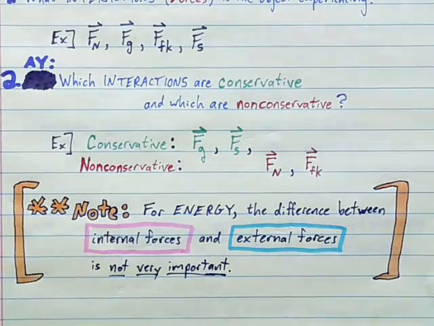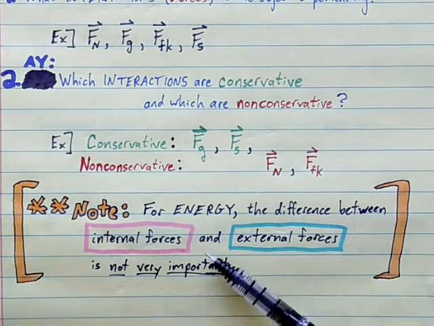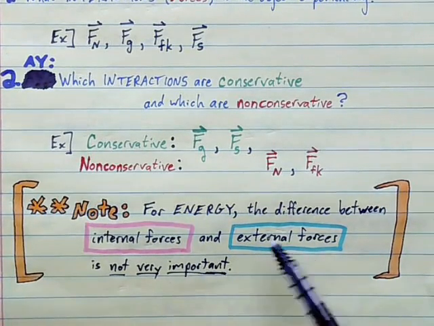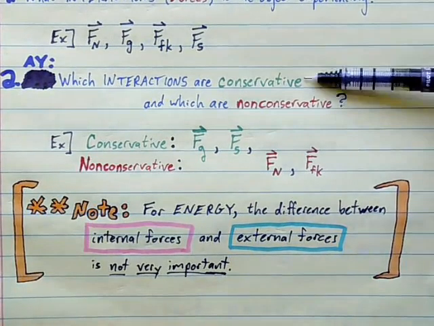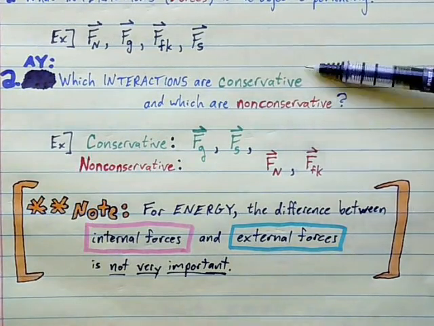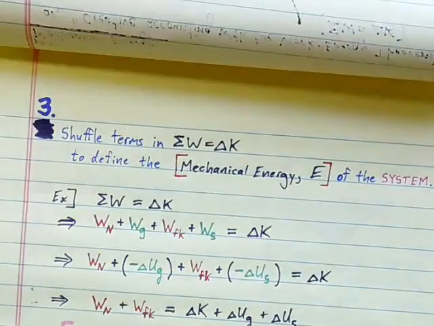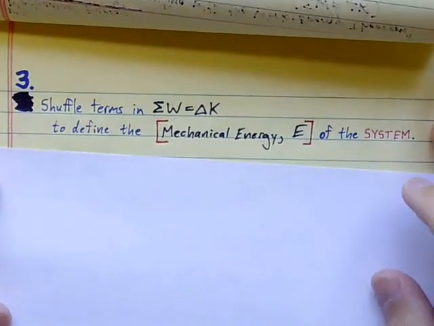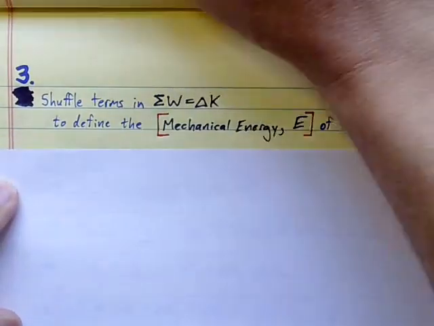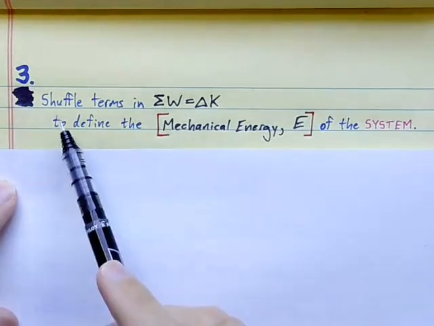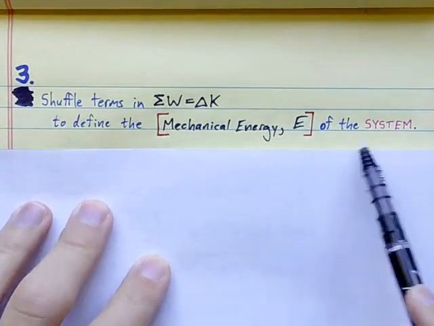So that's critical for a study of momentum, but if you're looking at the energy of a system, internal versus external is not very important. It's conservative versus non-conservative that plays the key role in energy transfers. So step 3 then. Now that we've identified our conservative and non-conservative forces, we're going to take the work-energy theorem and shuffle some terms around to define what we'll call the mechanical energy of our system.